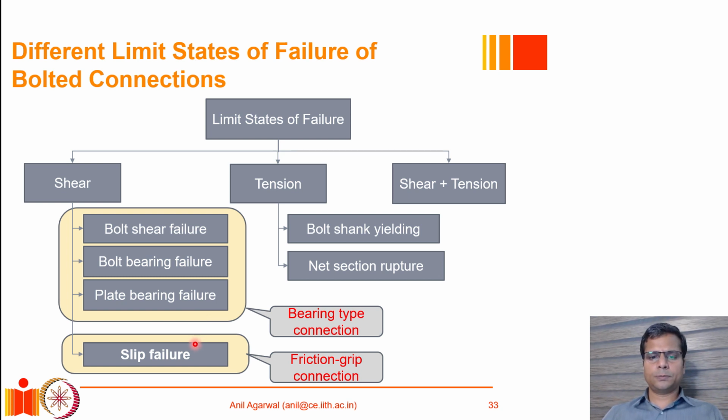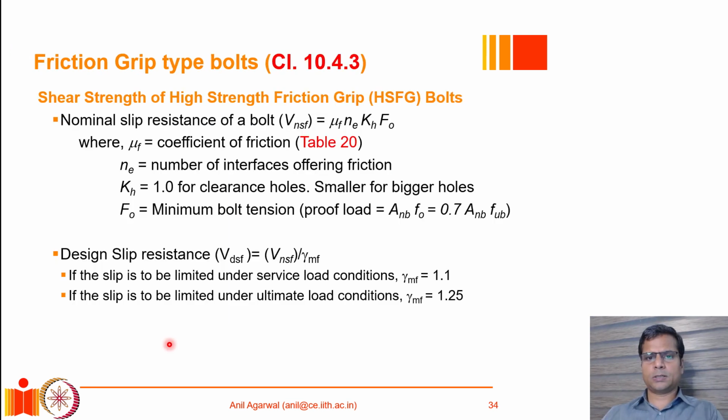Now we will talk about the bolts which are not bearing type connections, but are a part of friction grip type connections, where the plates are held in place through friction. Such connections have to be designed to resist slip between the plates, and the corresponding limit state is the slip failure. So we will talk about how to design under such conditions.